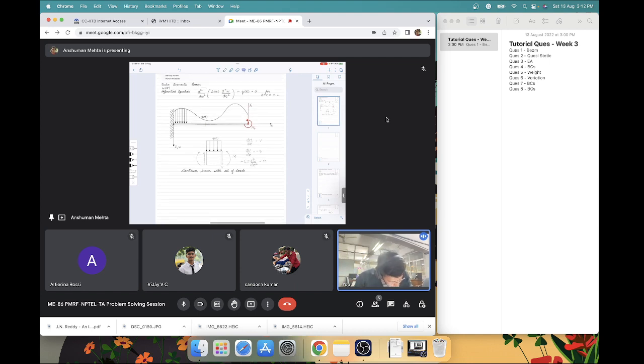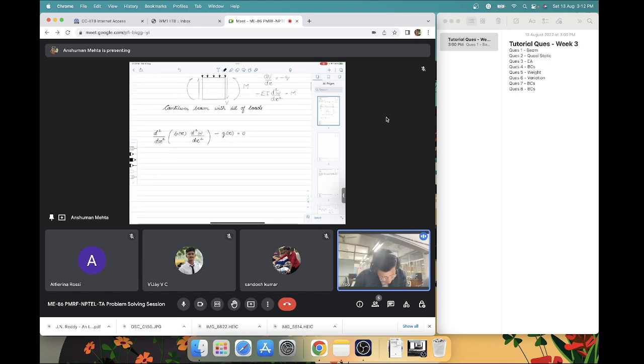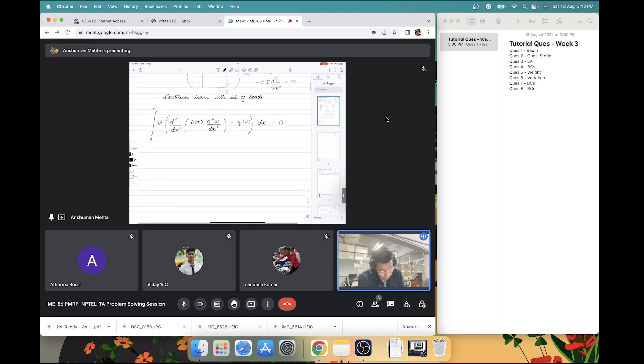let me copy paste the equation. This is our governing equation. Now we will multiply this whole equation with the weight function and integrate over the domain from 0 to L, dx equal to 0. So this is our weighted residual form.